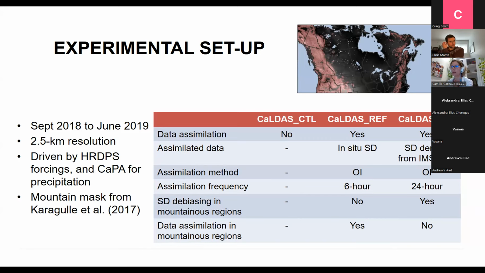Now, for the new analysis, we assimilate a snow depth derived from IMS data. We haven't changed the assimilation method at that point. The frequency is 24 hours, simply because IMS data is only available once a day. We have the SD debiasing in mountainous regions, but we don't assimilate anything in these regions.